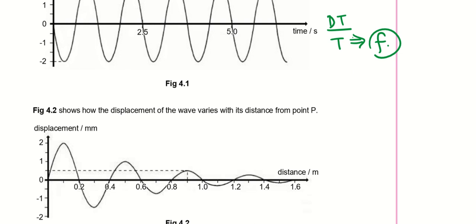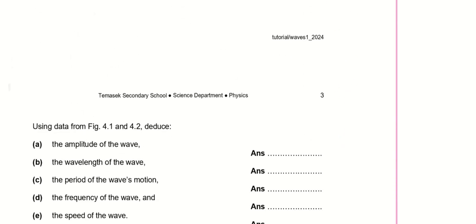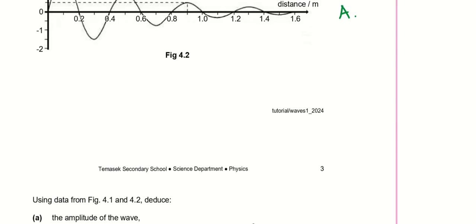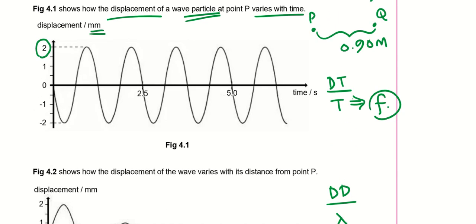We also have a DD graph here. From the DD graph, we can actually get the wavelength. We can also get the amplitude. Okay, so using data from figure 4.1 and 4.2, deduce the amplitude of the wave. So amplitude is the maximum displacement. So it's actually 2 mm, right?